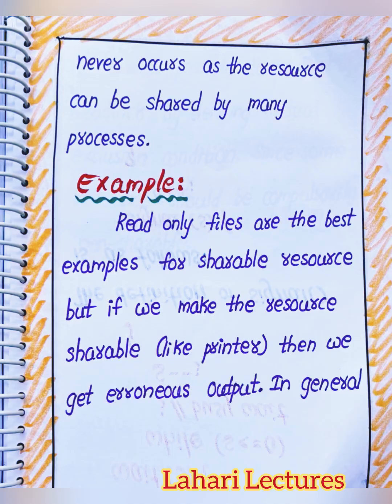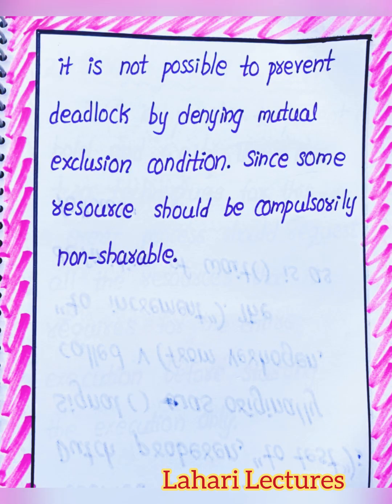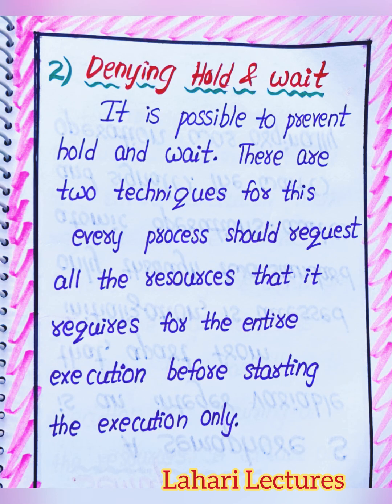But if we make the resource shareable like printer, then we get erroneous output. In general, it is not possible to prevent deadlock by denying mutual exclusion condition, since some resource should be compulsorily non-shareable. Second one, denying hold and wait.